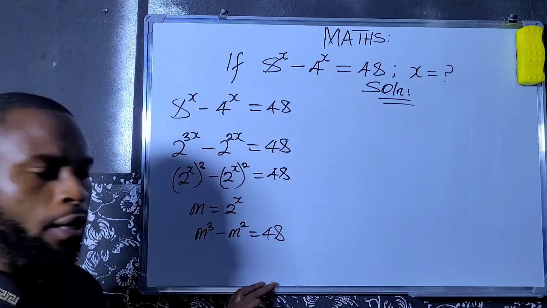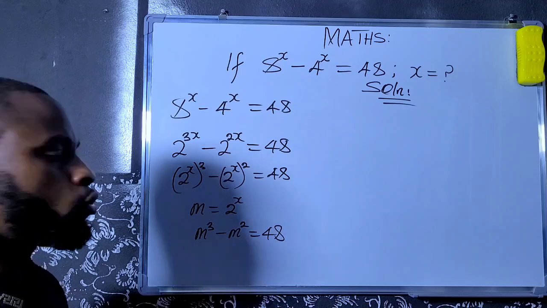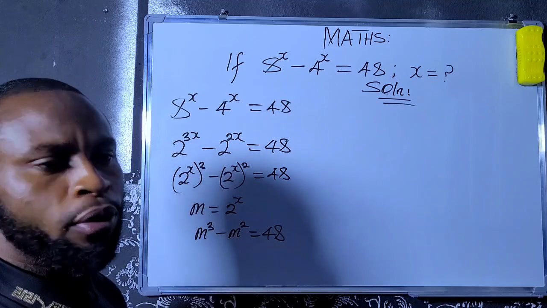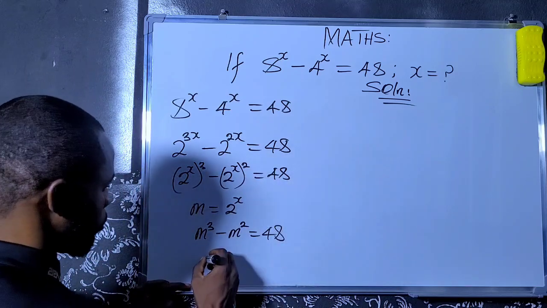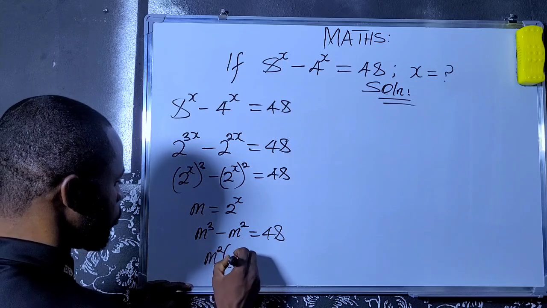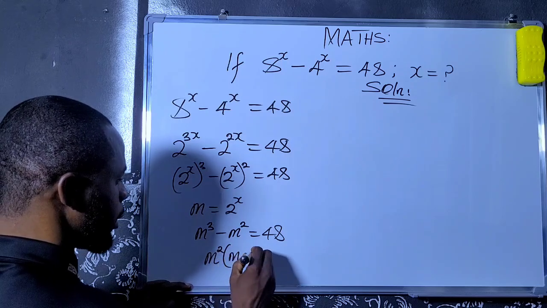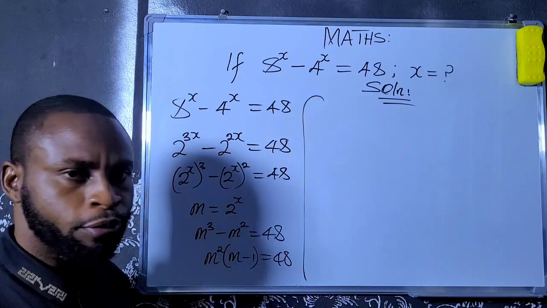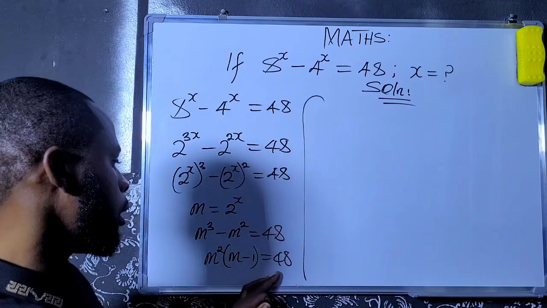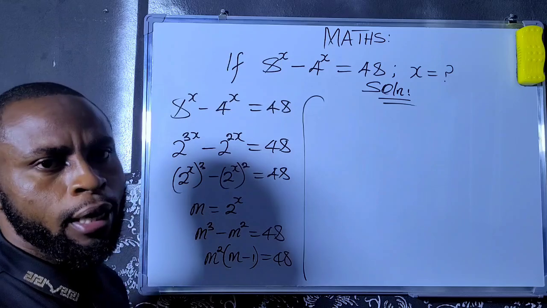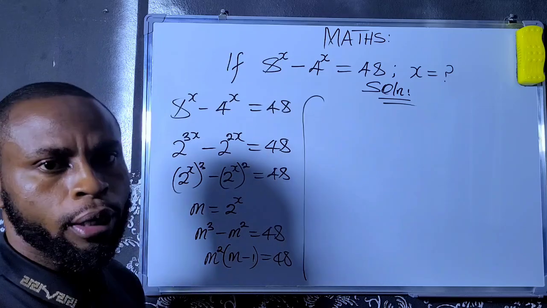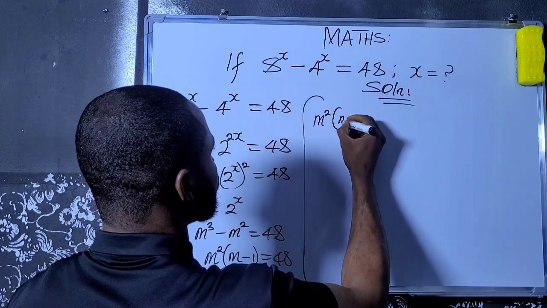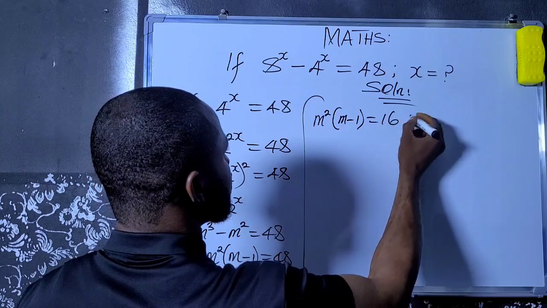Now, in this equation, m to the power of 2 is common on the left-hand side of the equation. As such, we are going to factor it out, and the equation becomes m to the power of 2 into m minus 1 equals 48. Then, we can also express 48 as a product of 16 and 3. In that case, the equation becomes m to the power of 2 into m minus 1 equals 16 multiplied by 3.